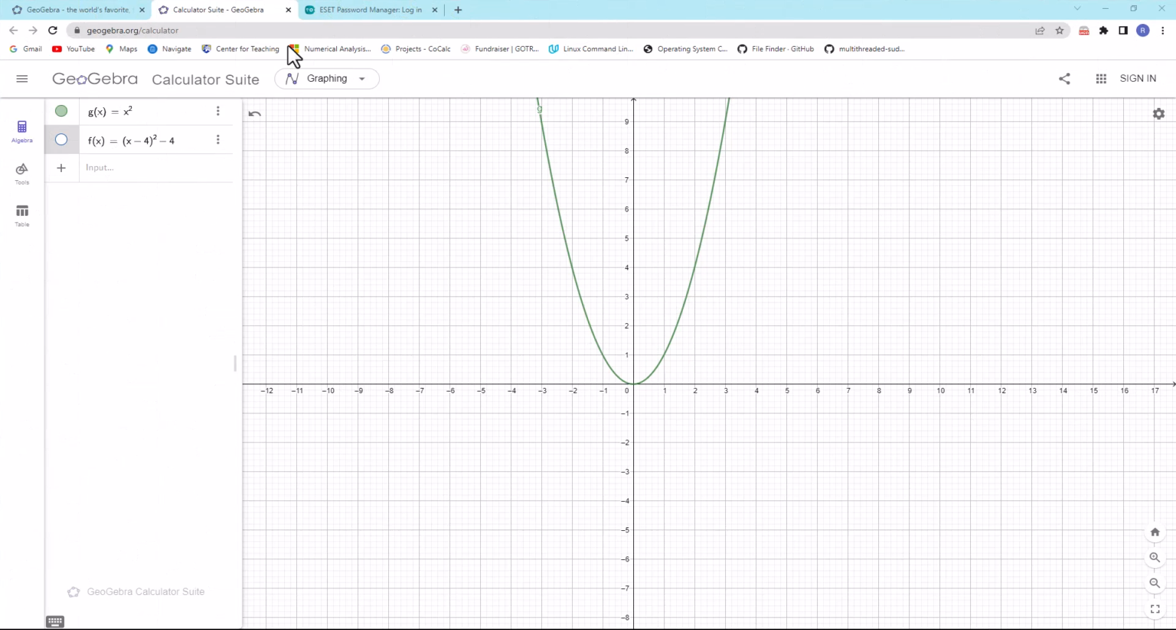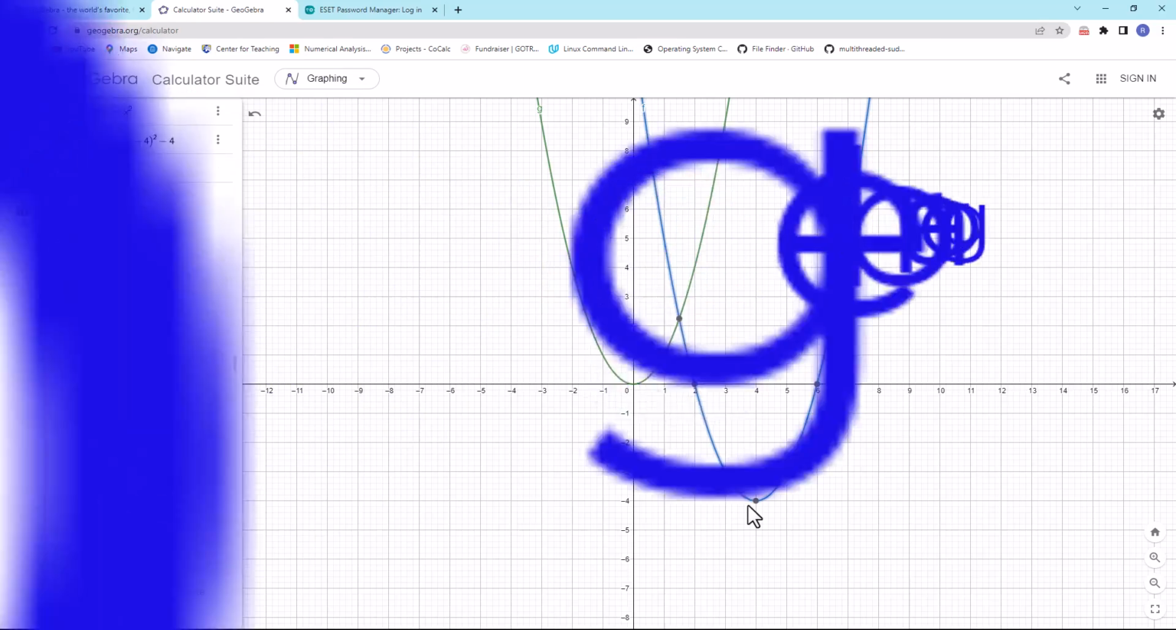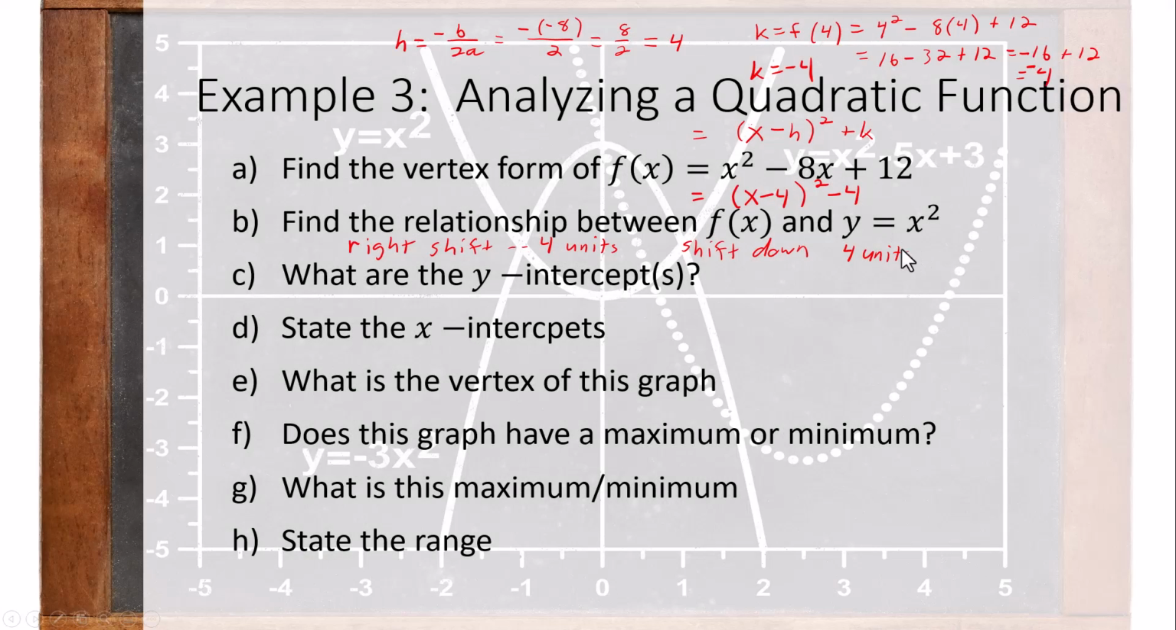Another way to look at the shift is to plot it using an application that I like to use called GeoGebra.org, or you could go ahead and use your graphing calculator. Now here is y equals x squared, and here is our function f of x. Notice this is our shift to the right, 4: 1, 2, 3, 4. And then this is our downshift, 4: 1, 2, 3, 4. So that's the relationship between the two. Once again, this is the shift to the right, and this is the shift down.